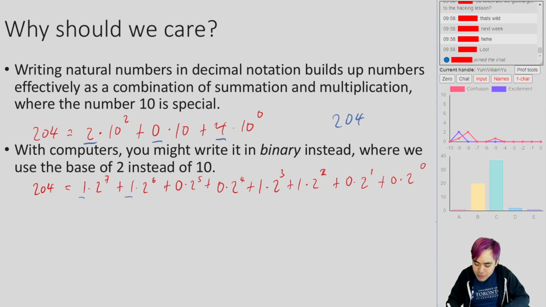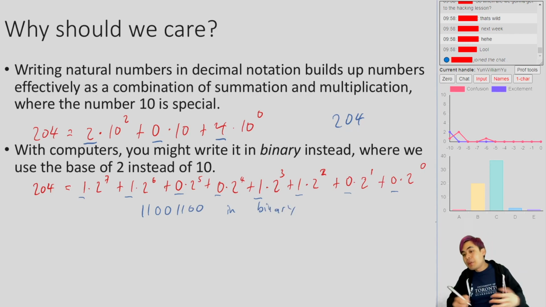When you write things out in binary, you have base 2 instead of base 10. We're not going to spend too much time on this, but it's useful to know. So 204 is 11001100 in binary. That's how computers store numbers, as zeros and ones. That still works, but even when you do that, it's still a combination of multiplication and addition, and you have a special number, in that case 2 instead of 10. The ancient Mayans used the special number 60 as their base. So in some ways, there's a lot of choices in how you represent numbers.